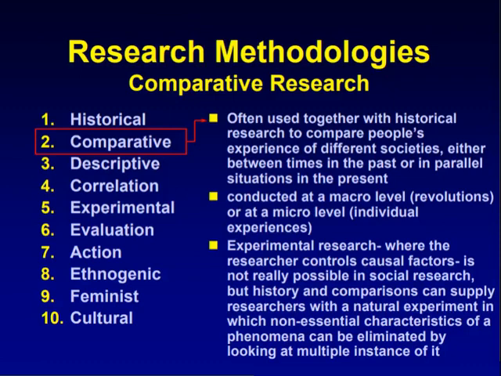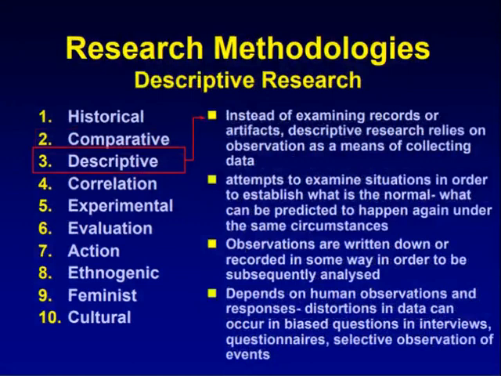instances of it. In descriptive research methodology, instead of examining records or artifacts, descriptive research relies on observation as a means of collecting data, attempts to examine situations in order to establish what is the normal, what can be predicted to happen again under the same circumstances. Observations are written down or recorded in some way in order to be subsequently analyzed. Depends on human observations and responses. Distortions in data can occur in biased questions in interviews, questionnaires, selective observation of events.